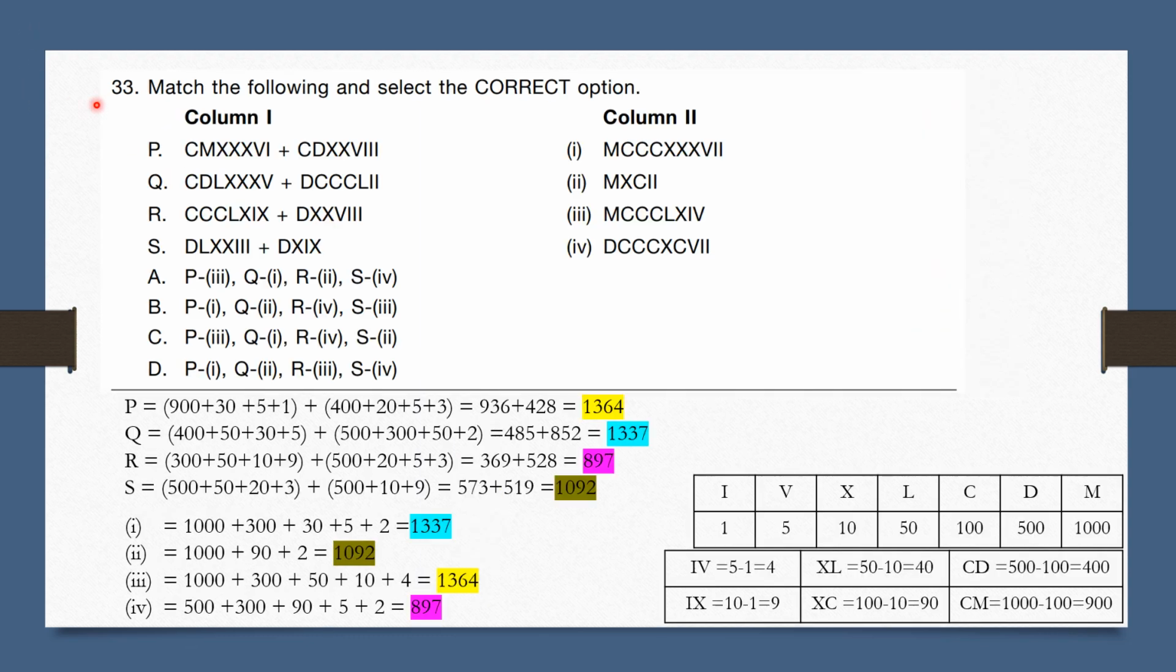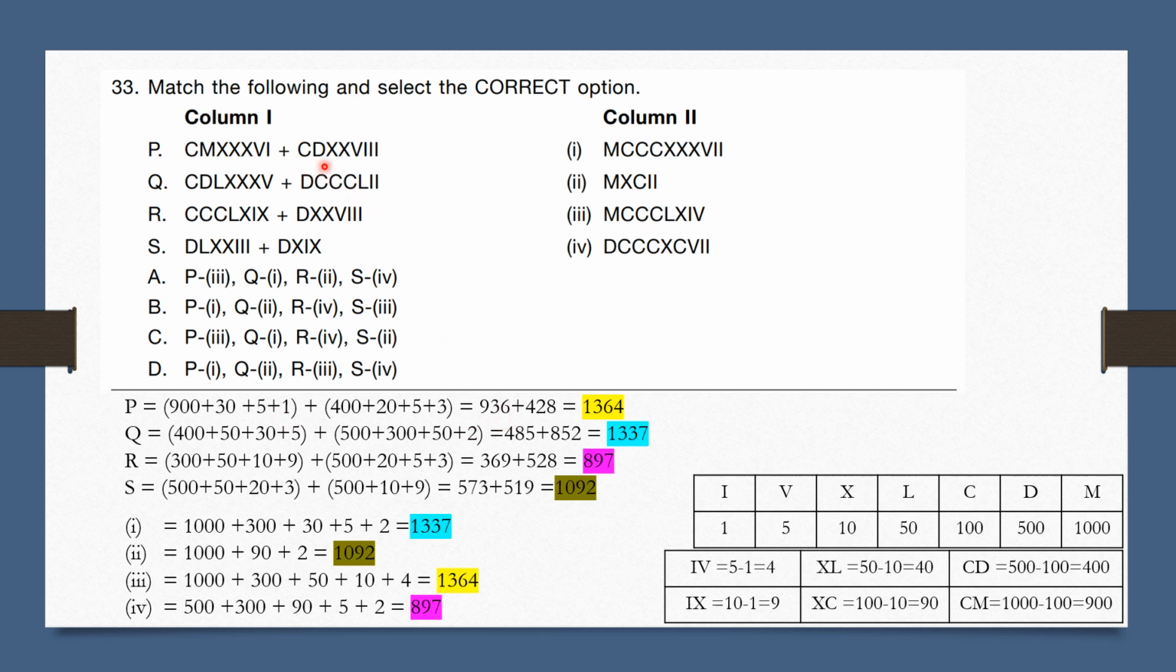Question number 33. Match the following and select the correct option. So P is given this. Let's calculate its numerical value. CM is 900. Triple X, X is 10, so triple X is 30. V is 5 and I is 1. So 900 plus 30 plus 5 plus 1, which is 936.